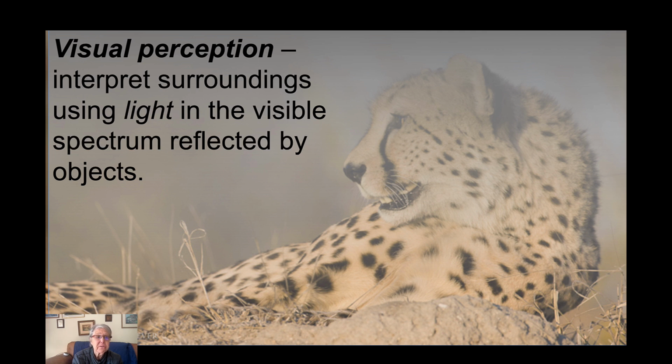Let us start then with a few definitions. And the very first one is visual perception. Visual perception, simply put, means being able to see. In other words, the ability to interpret the surroundings using light in the visible spectrum that is reflected back to the eye from different objects, such as the cheetah, for those of you who can see this picture.